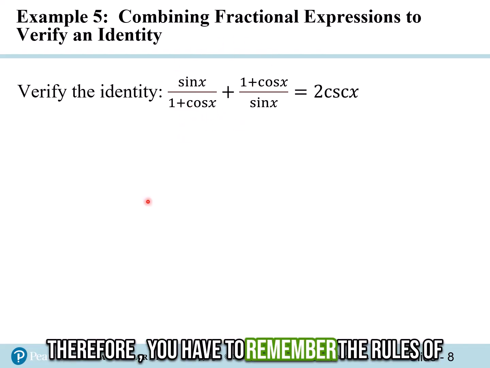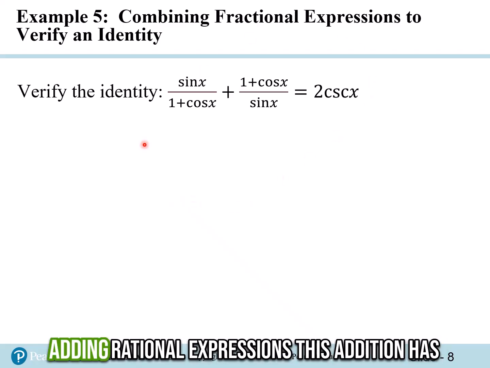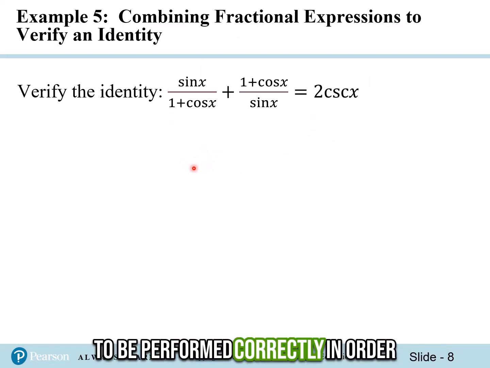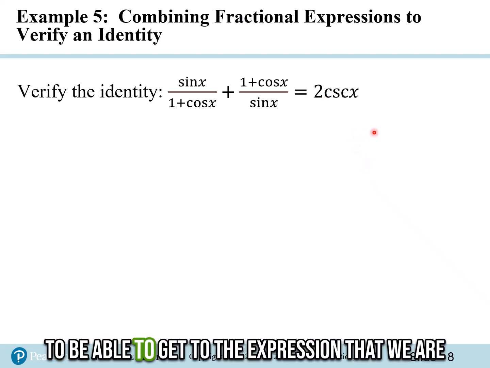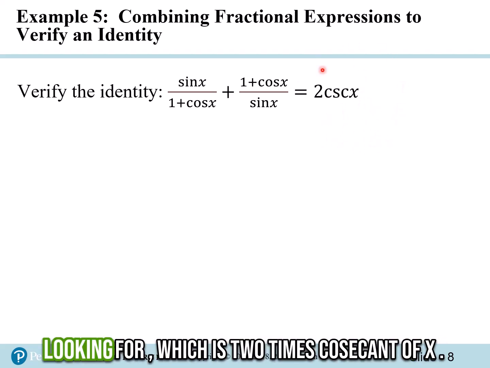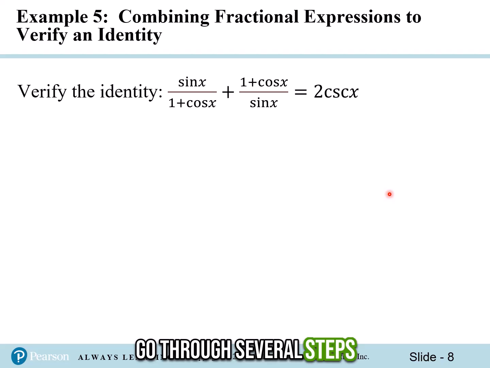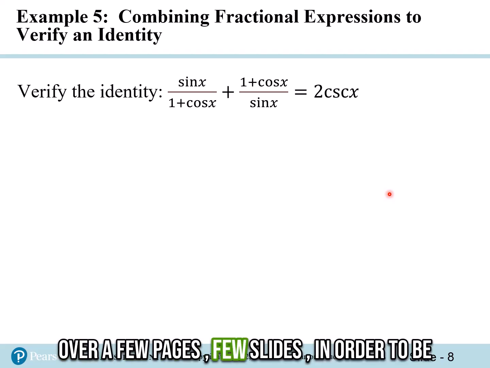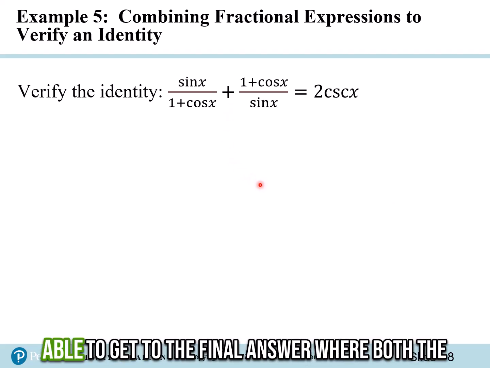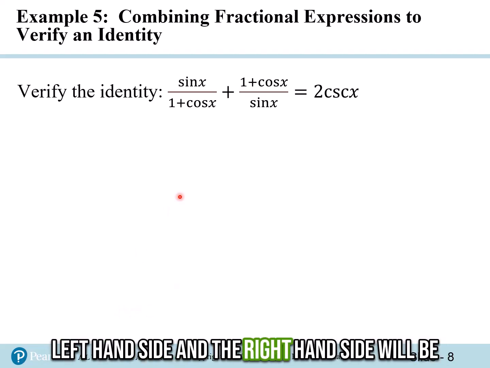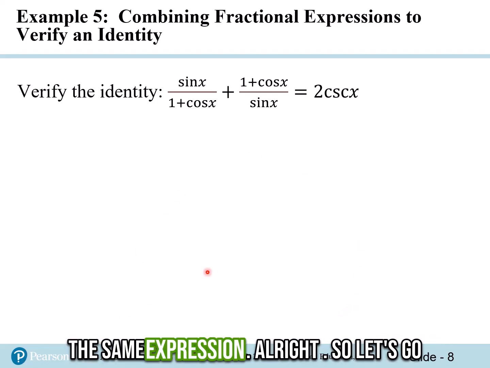Therefore, you have to remember the rules of adding rational expressions. This addition has to be performed correctly in order to get to the expression that we are looking for, which is 2 times cosecant of x. Now at this point we will see that we have to go through several steps over a few slides in order to get to the final answer, where both the left hand side and the right hand side will be the same expression.